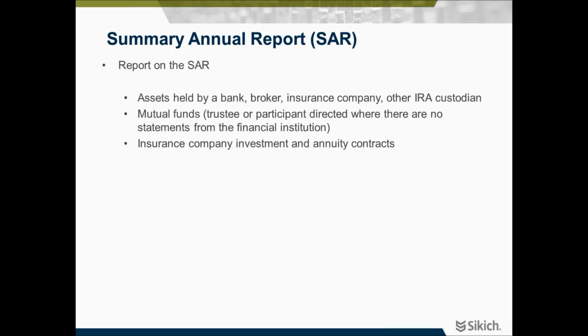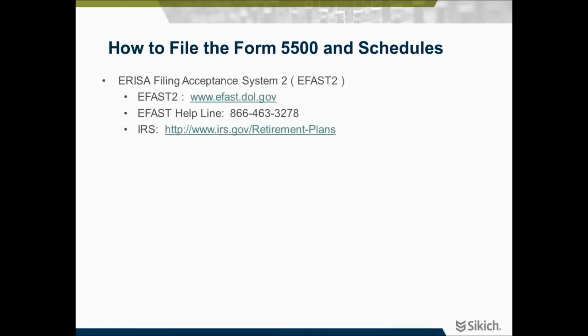All right, so how do you file that Form 5500? Well, under the computerized ERISA filing acceptance system, or what they call EFAST2, you have to electronically file the 2013 Form 5500. Just keep in mind, the entries are initially screened. You cannot file a paper Form 5500 by mail or other delivery service. It has to go through EFAST.